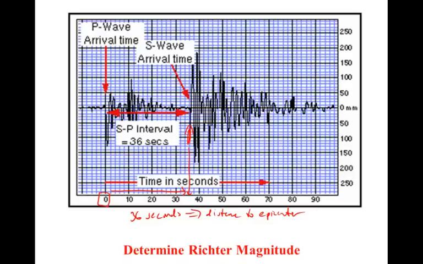To determine the magnitude of the earthquake, the Richter magnitude, we also need the amplitude of seismic waves. Amplitude is defined as the maximum deviation from a horizontal line. So you're not measuring total vertical difference, but rather difference from 0, difference above or below 0. Maximum wave amplitude for this example is about 185 millimeters.